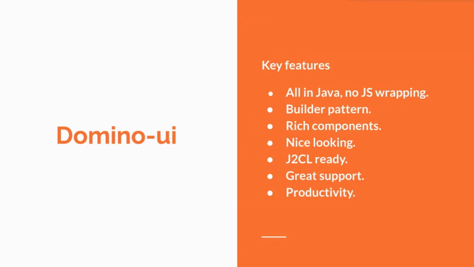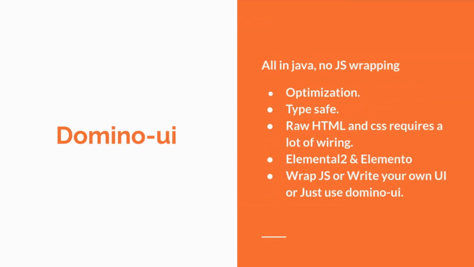First one is that Domino UI is written all in Java. We don't do any JS wrapping. When you write the code, you will be using the builder pattern style, so you will have a hierarchy in your code. We have a lot of rich components, and they are nice looking components. We are Jakarta ready. We have great support, and we are being very productive using Domino UI. So let's take a look at the first one.